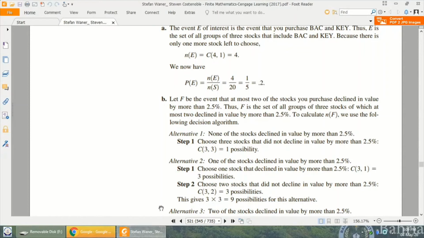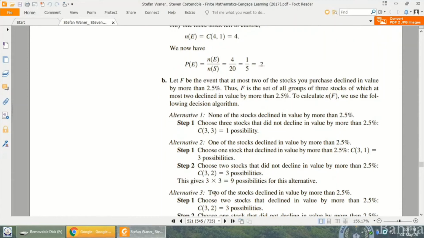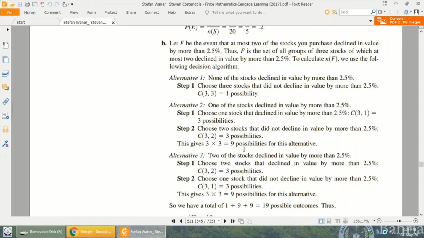The third alternative would be 2 stocks that declined in value and 1 stock that did not. So you get my point, right? First of all, at most would mean 0, 1 and 2. So 0 stocks means none of them declined. Second alternative, 1 stock declined, 2 didn't. Third alternative, 2 stocks declined and 1 did not.